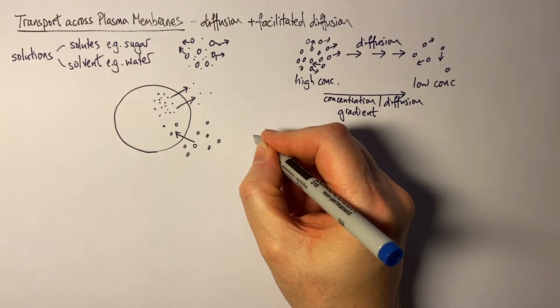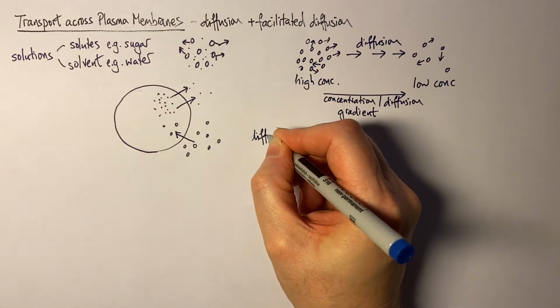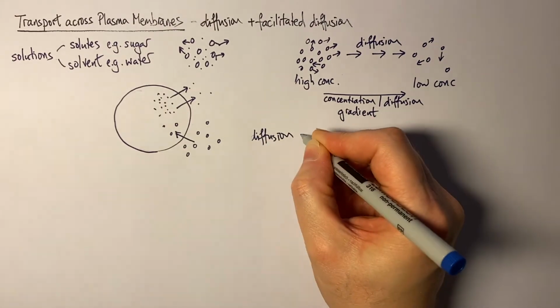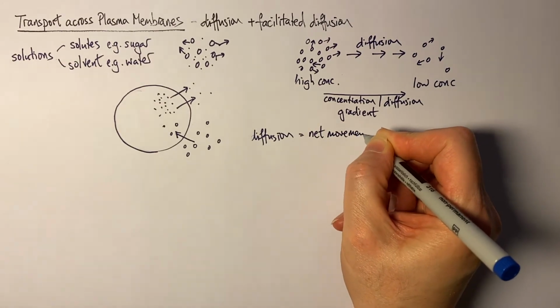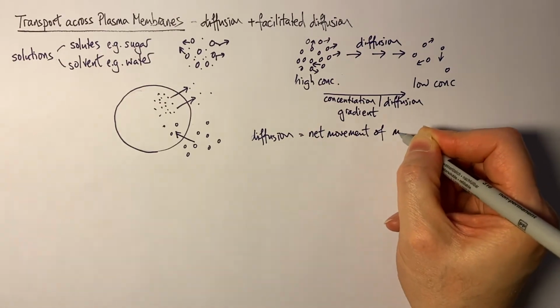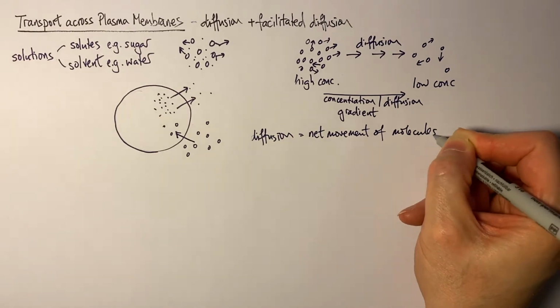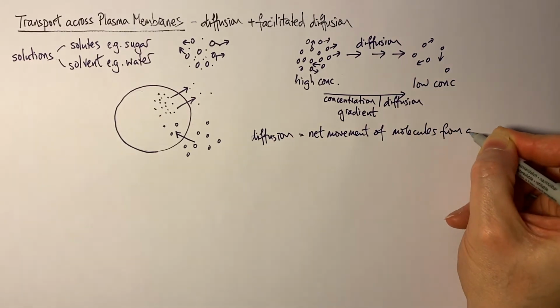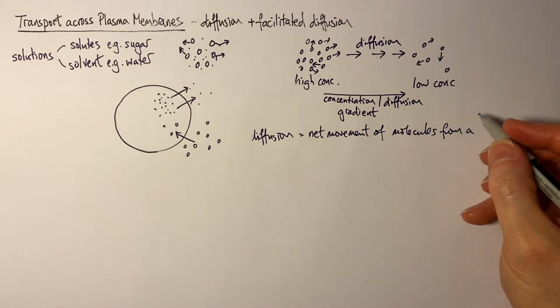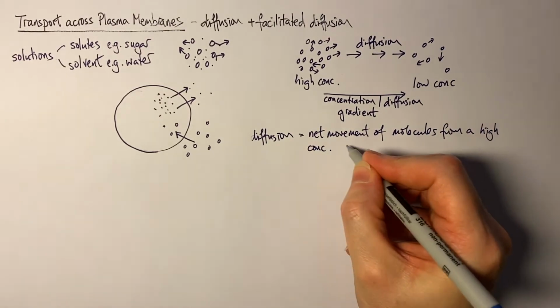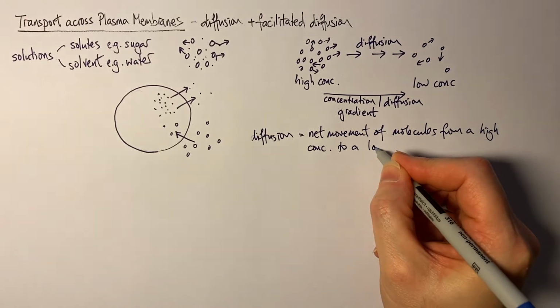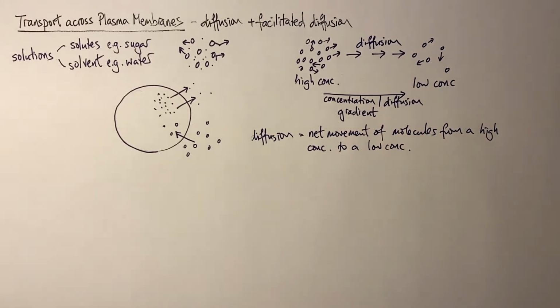So diffusion is the net movement of molecules from a high concentration to a low concentration.